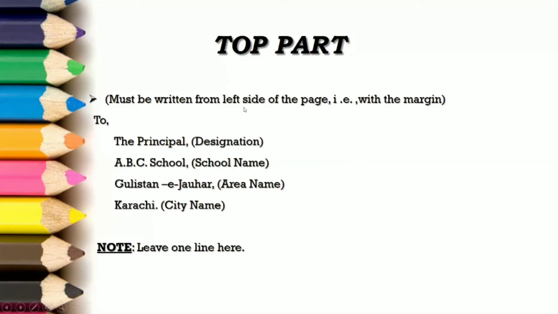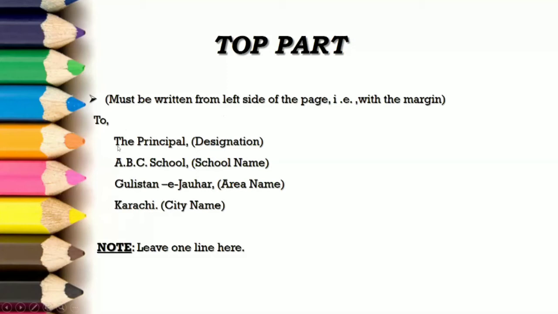So here is the beginning of the application. You have to start from the left side of your page. See, you have to write this in the way I have shown you here in the slide. Like "To", after "To" you will put a comma, and then just below the comma you will write the Principal, ABC School, Gulistan-e-Johar, Karachi. Okay, this is aligned. You can see this, right? It should be aligned in your copies as well.